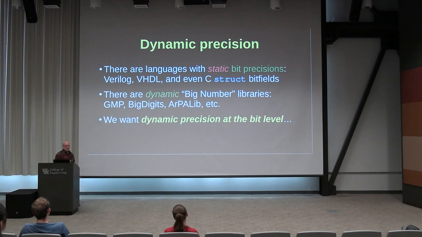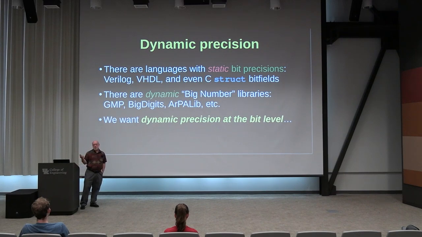For dynamic precision, there are some languages that have static precision. For example, in Verilog you can specify exactly how many bits you want. You want an integer with 5 bits, no problem, specify that. You want an integer with 207 bits, you can specify that too. The catch is, you can't change how many bits there are at runtime, right? And in general, if you look at other programming languages, even C struct bit fields, yes, you can specify how many bits you want, but you can't have that vary at runtime. We need to be variable at runtime. There have been a variety of big number libraries out there.